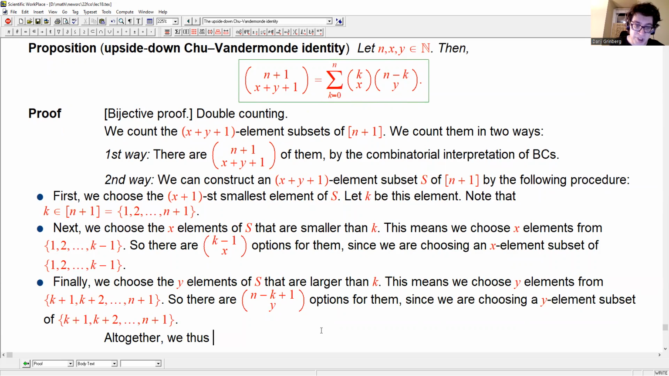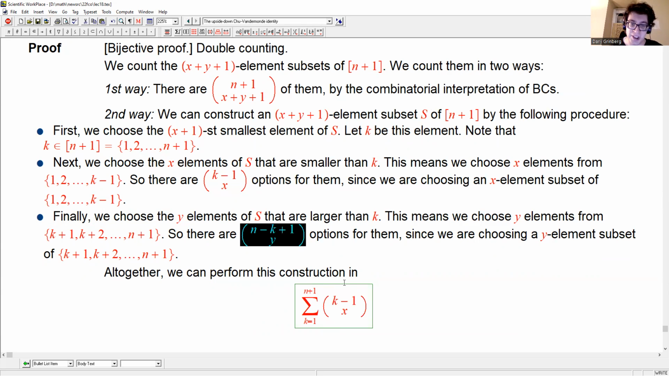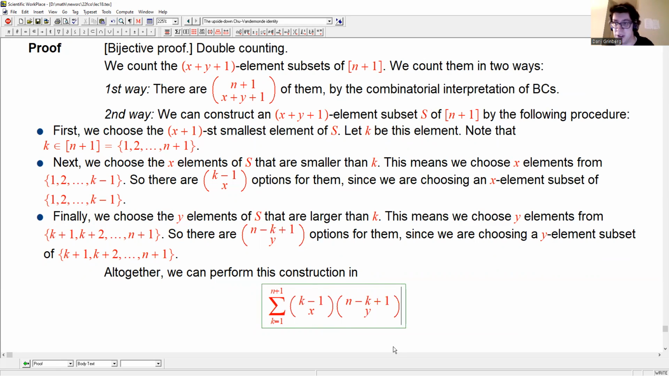Altogether, we can perform this construction in how many ways? In the first step, we choose a k, so we're summing the number of ways for each possible choice of k. On the second step, you have k minus 1 choose x options. And on the third, you have n minus k plus 1 choose y options. So the number of ways to perform this construction is this.